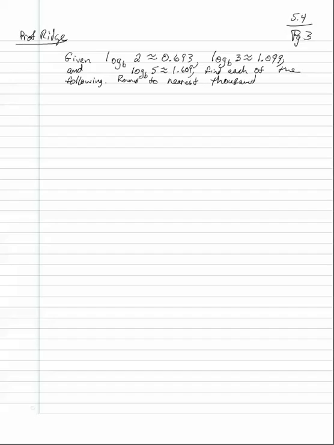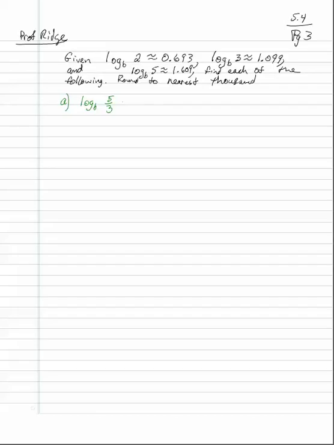Okay, so one way we can use those properties is, you might be given log base b of 2 is about 0.693, log base b of 3 is about 1.099, and log base b of 5 is about 1.609. Find each of the following rounded to the nearest thousandth. So I might give you something like, what's log of 5/3? Now since we don't know what b is, we'd be stuck, right?